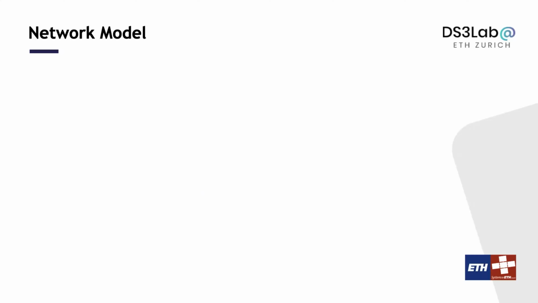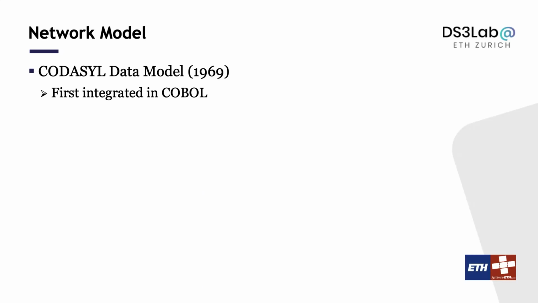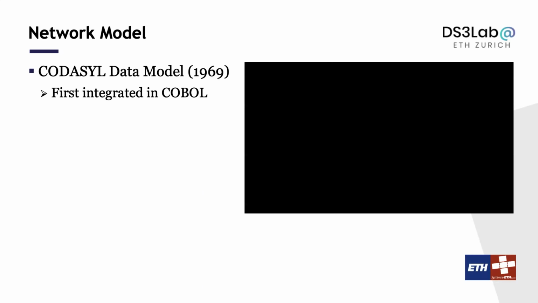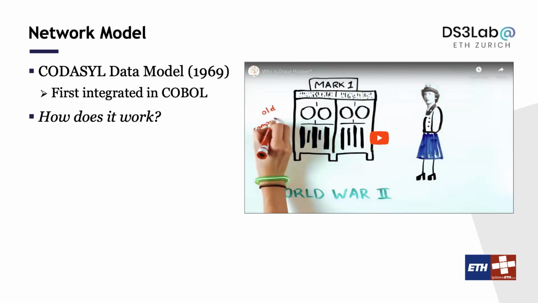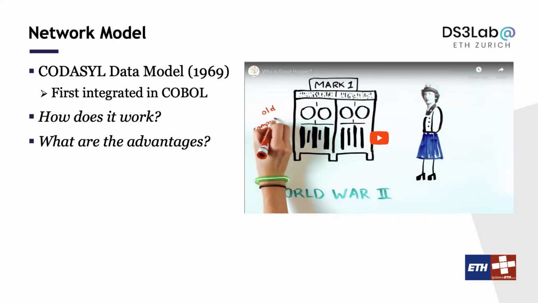So this is another data model people have been working on over the years, and that's called the network model. It started in 1969, right? And was first integrated into COBOL, right? So let's look at how it works, right? What are the advantages and what are the limitations, right?